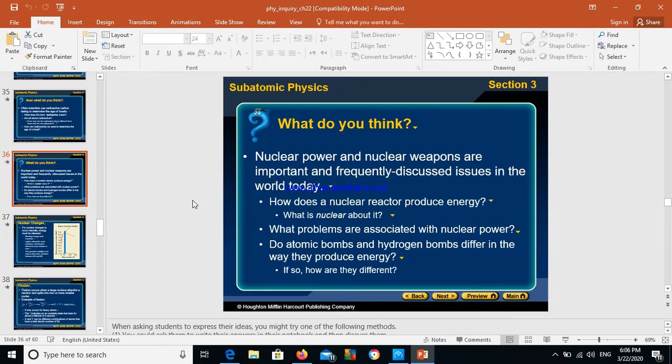How does a nuclear reactor produce energy? What is nuclear about it? What problems are associated with nuclear power? Do atomic bombs and hydrogen bombs differ in the way they produce energy? If so, how are they different?